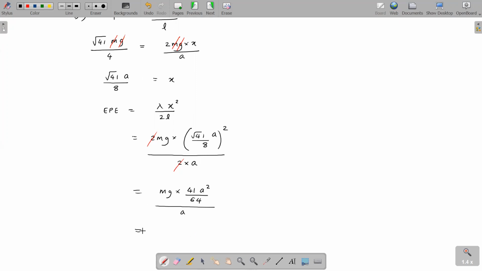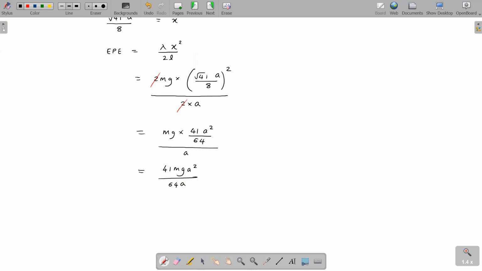So you realize that 64 is actually part of the denominator, right? Do you see that? 41 mg A square over 64 times A. This 64 is a part of the denominator along with the A. A cancels out and it's 41 over 64 times mg A. So this is in joules. So this is the elastic potential energy stored in the string.